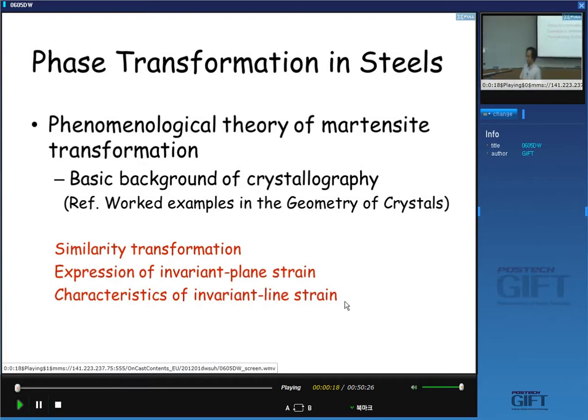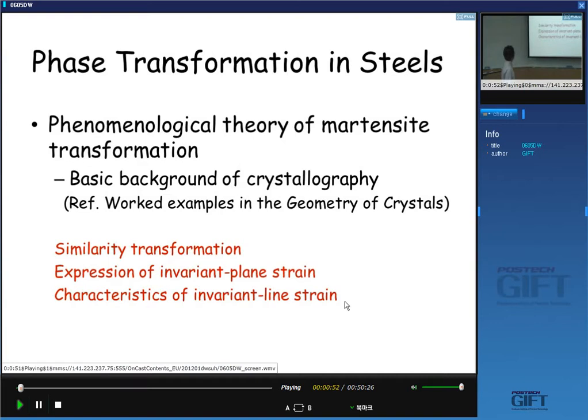Okay, we have two more classes to complete the course in this semester. And I'd like to continue the crystallographic theory to understand the phenomenological theory of martensite transformation. The basic theory will be complete today, and next day we will apply the theory in real analysis of the crystallography of martensite transformation.